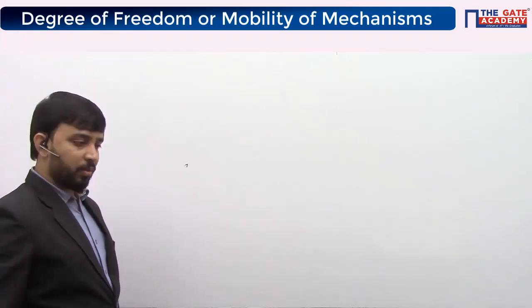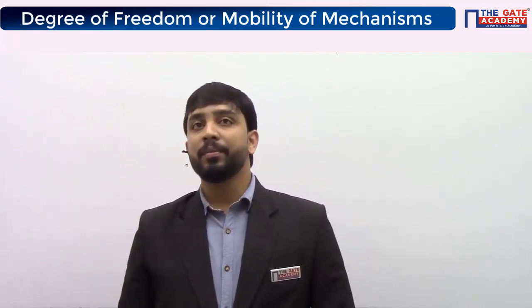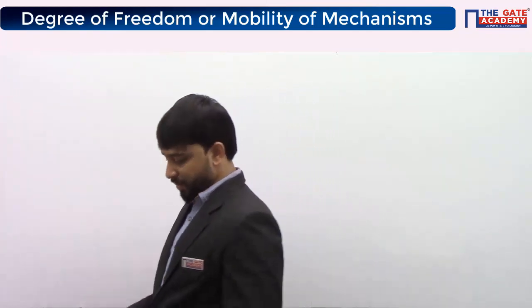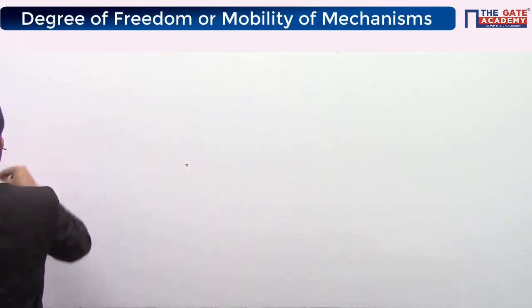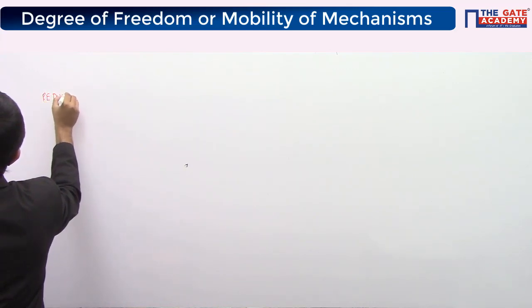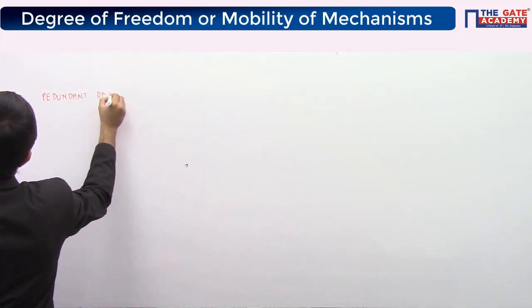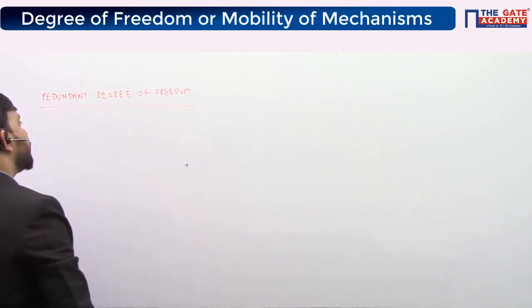Next item, case 2. This is one case where Kutzbach's criterion fails. Second case, redundant degree of freedom.